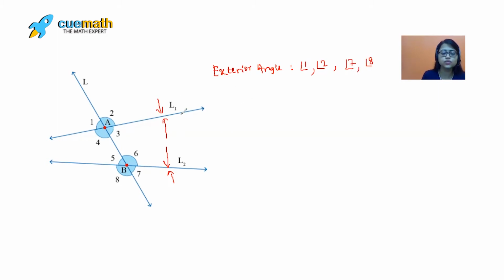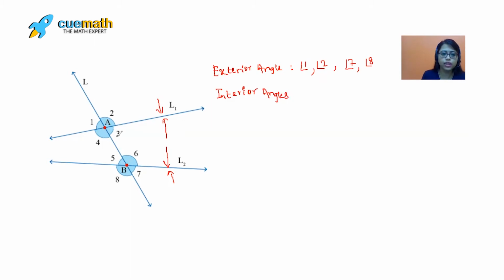So the angles which are formed within the inside region of the lines L1 and L2 are your interior angles. So let me jot down the interior angles here. So which are the interior angles? You can see these are the angles which lie inside.